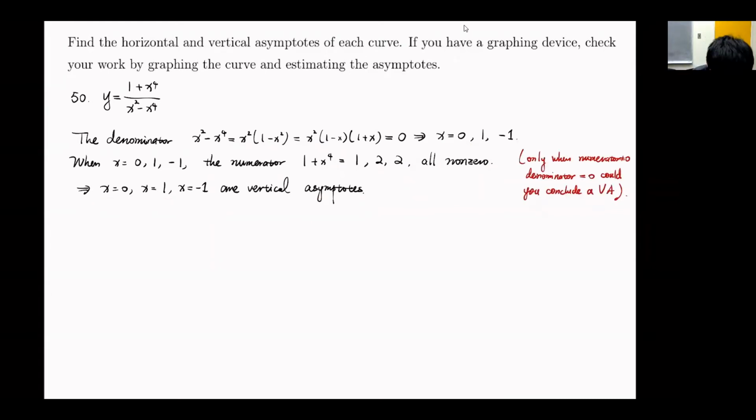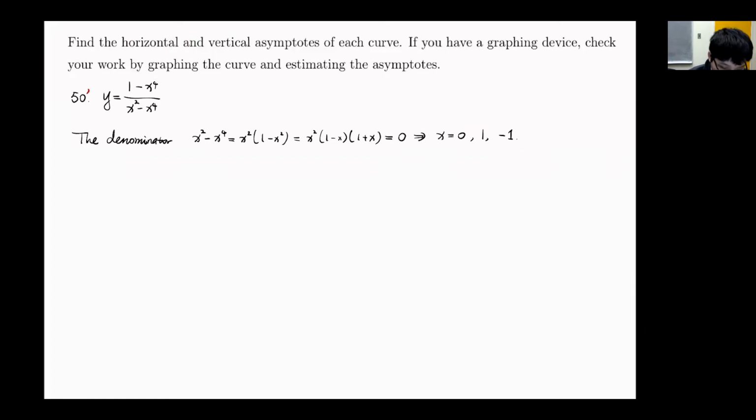So the remark I should provide is that only when the numerator is non-zero and the denominator equals 0, only in this case could you conclude a vertical asymptote. In particular, this means if your numerator happens to be 0, then you will actually have something like a 0 over 0 type. In this case, this kind of limit is indeterminate, and you cannot conclude a vertical asymptote.